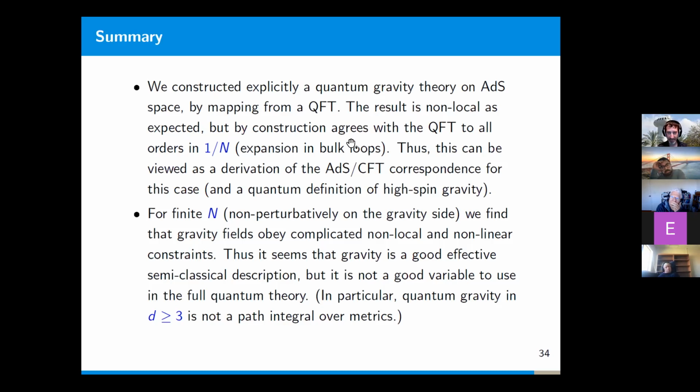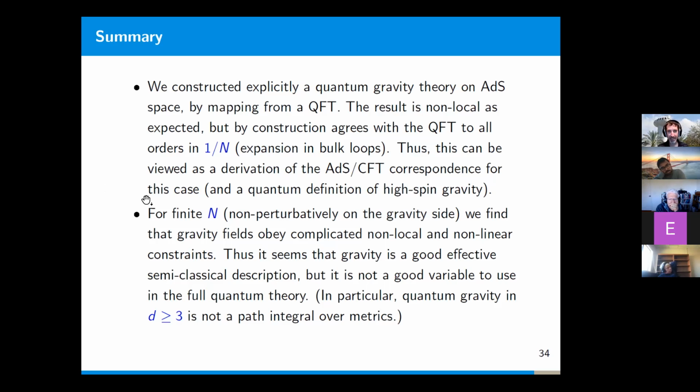So there is a sensible expansion in loops in the bulk, to all orders in 1/N. By construction, it reproduces the original field theory that we started from. So one can view this as a derivation of the AdS/CFT correspondence for this case. And as a side effect, it also gives us a quantum definition of what we mean by a high-spin gravity theory, at least in some specific gauge-fixed version of this high-spin gravity theory.